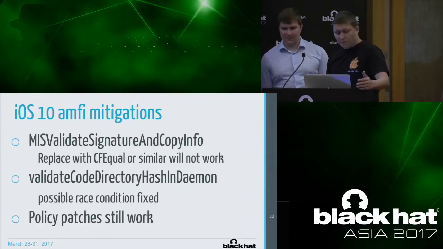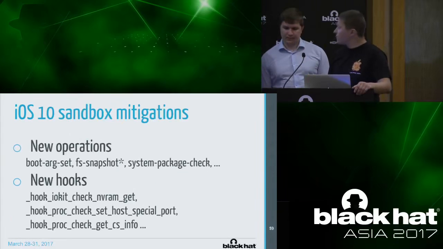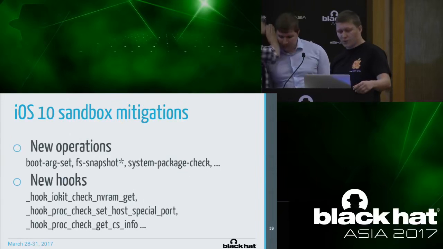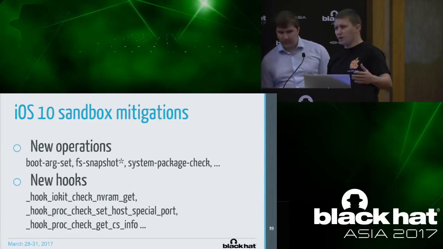Speaking about AMFI, they introduced a new function, MISValidateSignatureAndCopyInfo, which actually uses the CDHash and can be hooked or replaced with just a CDHash equal to bypass code signing easily. Then they fixed the race condition in validate code directory hash and daemon, so you can't replace a file after the signature is checked. But policy patches still work. As for Sandbox, they introduced new profiles, new operations, and new hooks. So if you need to get some functions to work, you need to patch some of these new hooks and policies as we described above.